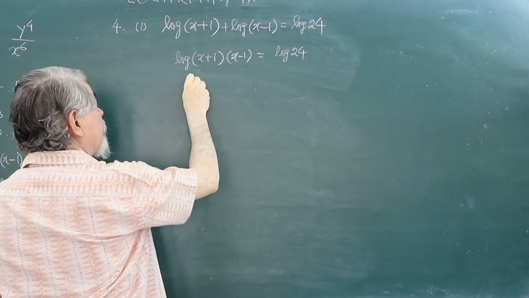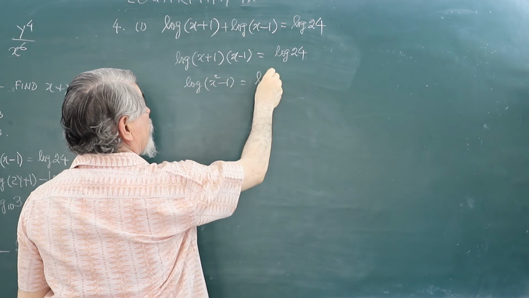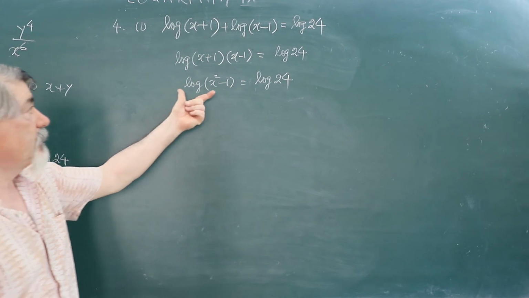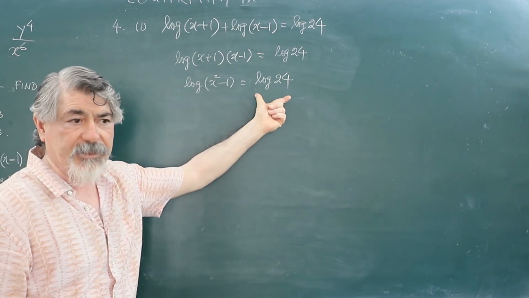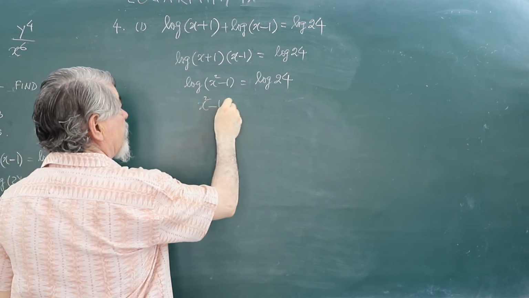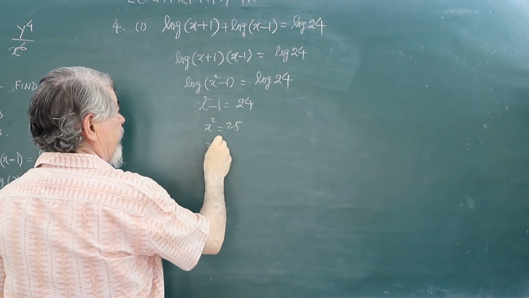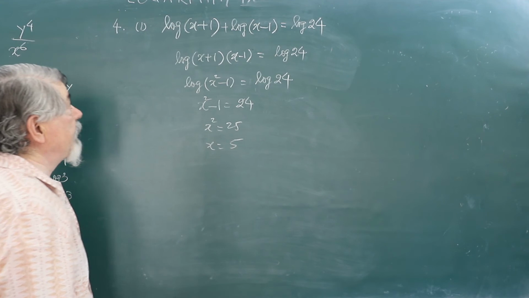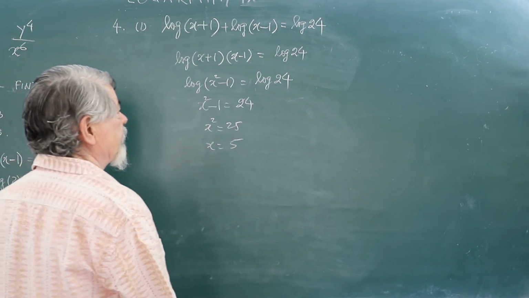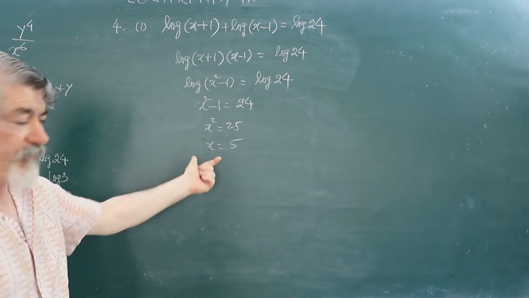So it will become log x square minus 1 is equal to log 24. We are going to equate both sides because it is a single logarithm here, it is a single logarithm here. We can equate. So x square minus 1 will be equal to 24, or x square will be 25, or x will be 5. You can write plus minus 5, but generally whenever you take a square root, you take the absolute value, so plus 5.